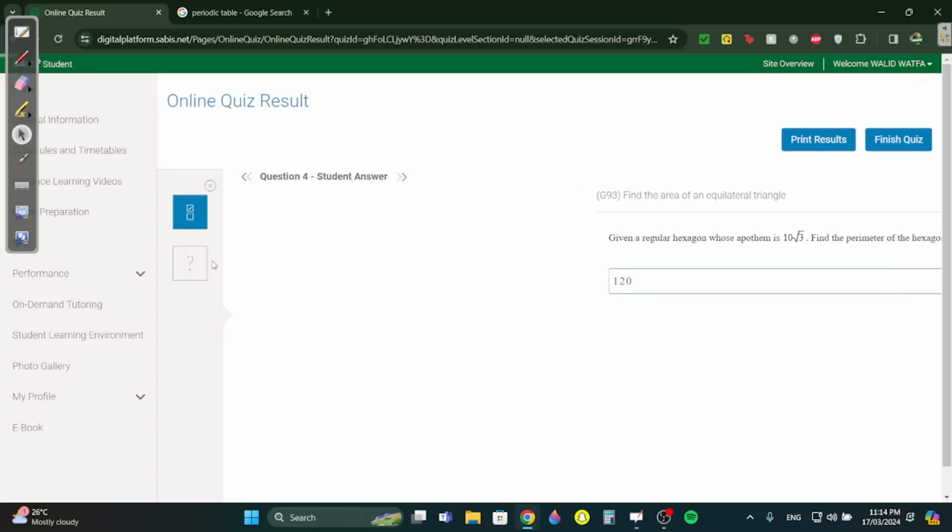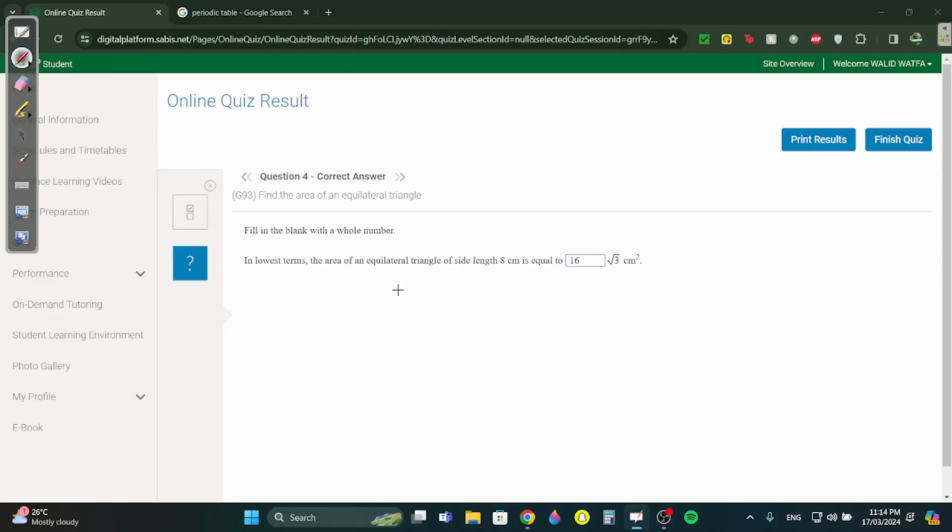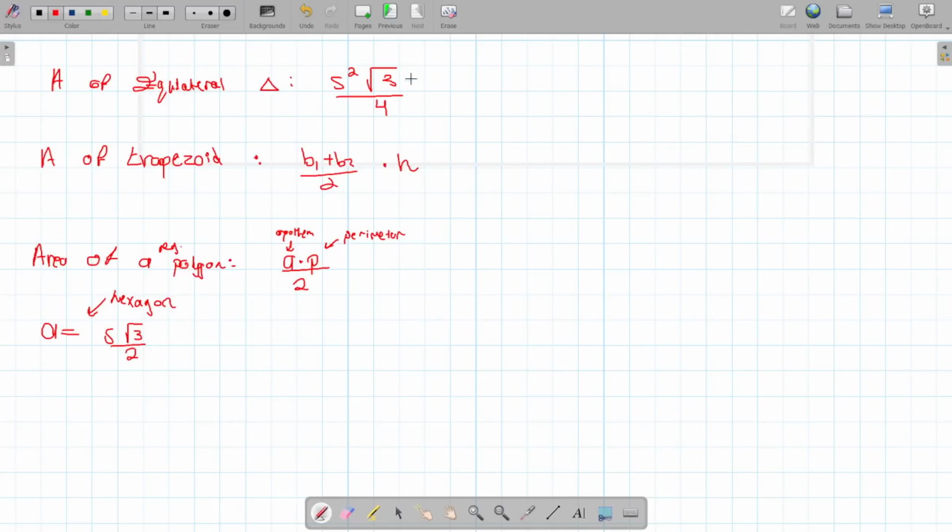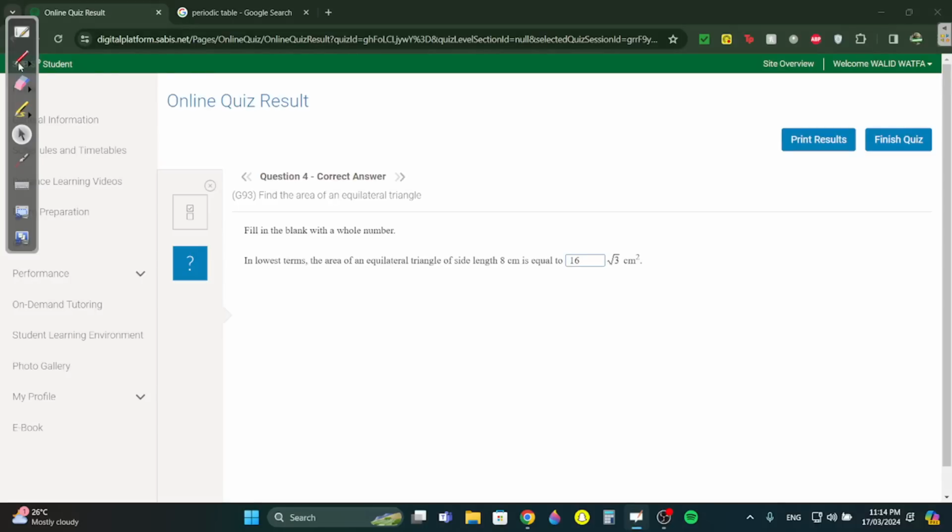Question 4. The area of an equilateral triangle of side length 8. Again, area of an equilateral triangle. We have the formula. It's s squared radical 3 over 4. We do 8 squared radical 3 over 4. 8 squared is 64 radical 3 over 4. Cancel, cancel. You get 16 radical 3. Please don't put it in a calculator because it might give you decimals as an answer. Just put the radical 3 on the side and just do 8 squared over 4.